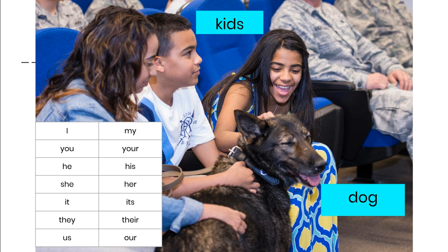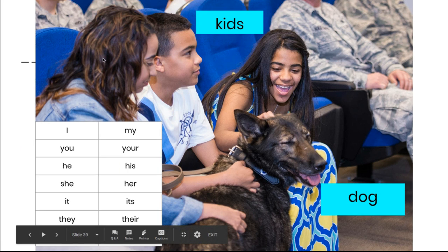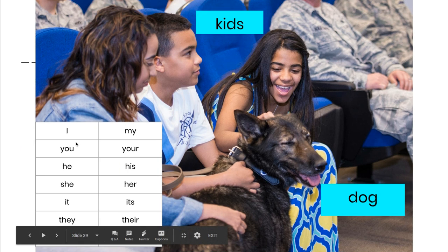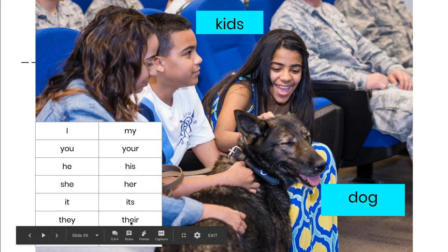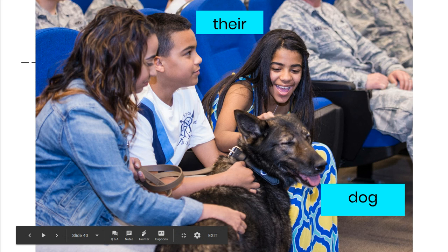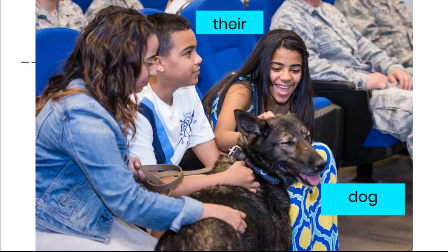Right. Now we have the picture of the kids who have the dog. And if we were going to talk about them as the subject of the sentence, we would use the pronoun they. You could say, they are happy, they are sitting down, they are at the theater. But since it's a possessive pronoun that we're looking for, we're going to use the possessive pronoun their. So go ahead and write down a sentence that shows how the dog belongs to the kids. Wonderful. You should have written down, this is their dog.